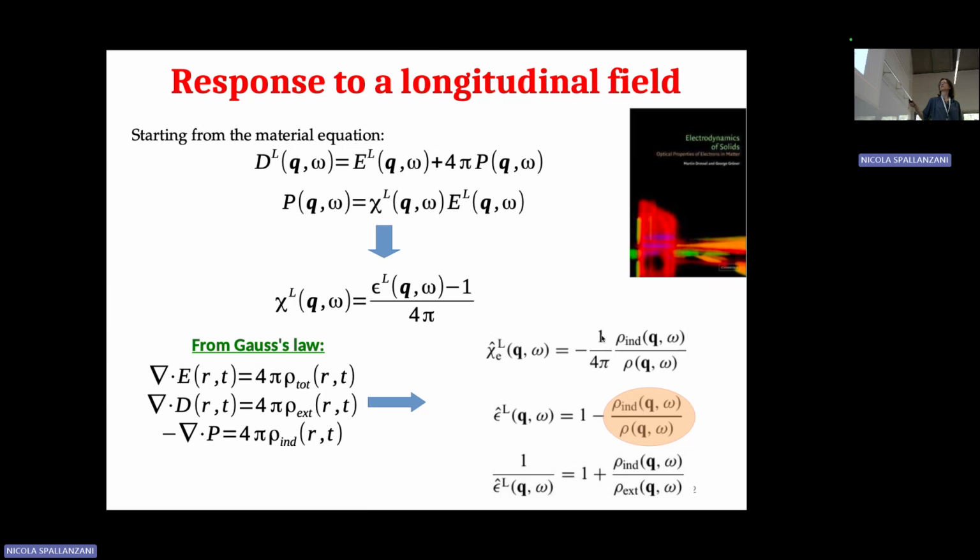It's the ratio between the induced charge and the total charge, while the longitudinal component of epsilon is equal to 1 minus induced rho over the total rho. And the inverse of epsilon L is equal to this expression, 1 plus induced rho over external rho.